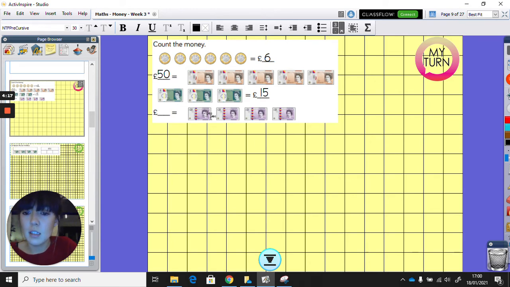And lastly, these are our £20 notes. They're the biggest amount that we're going to be working with today, and they are a purpley colour. So we're going to count up in 20s. 20, 40, 60, 80. So that person's got £80. Remember, it doesn't matter where the equal sign is, it still means the same. The question is still the same. Right.